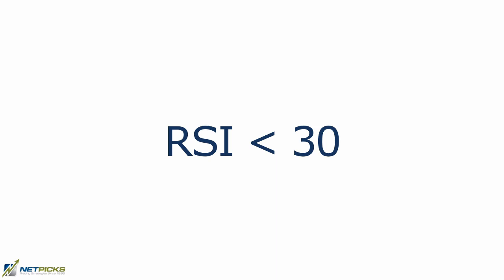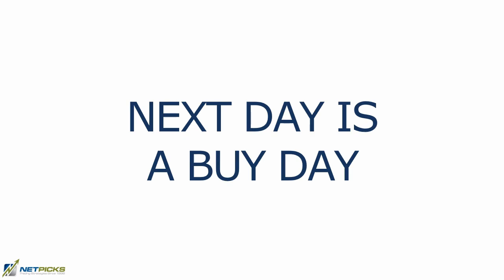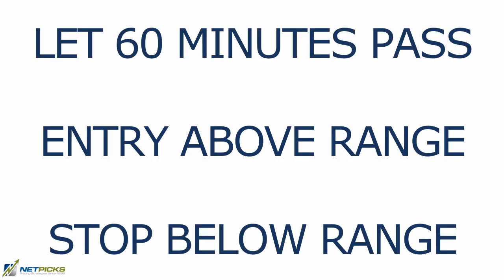So a buy setup. At the close, the RSI has to be below 30, which indicates, at least temporarily, the market may be oversold. When the market opens the next day, our strategy is on alert for a buy day. So we want to allow that first hour of trading just to play out. Your buy stop order to go long is going to go above the price range that was made in the first hour of trading. Your exit's going to be below the range.